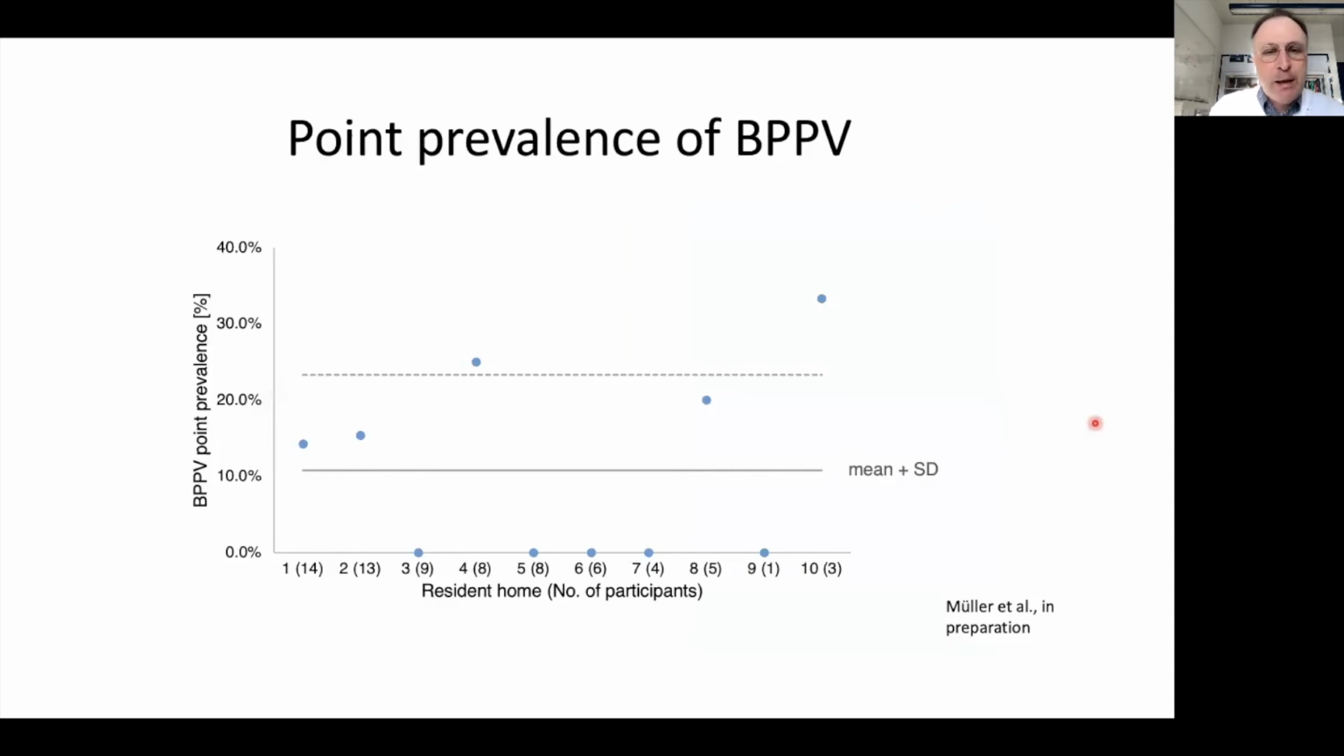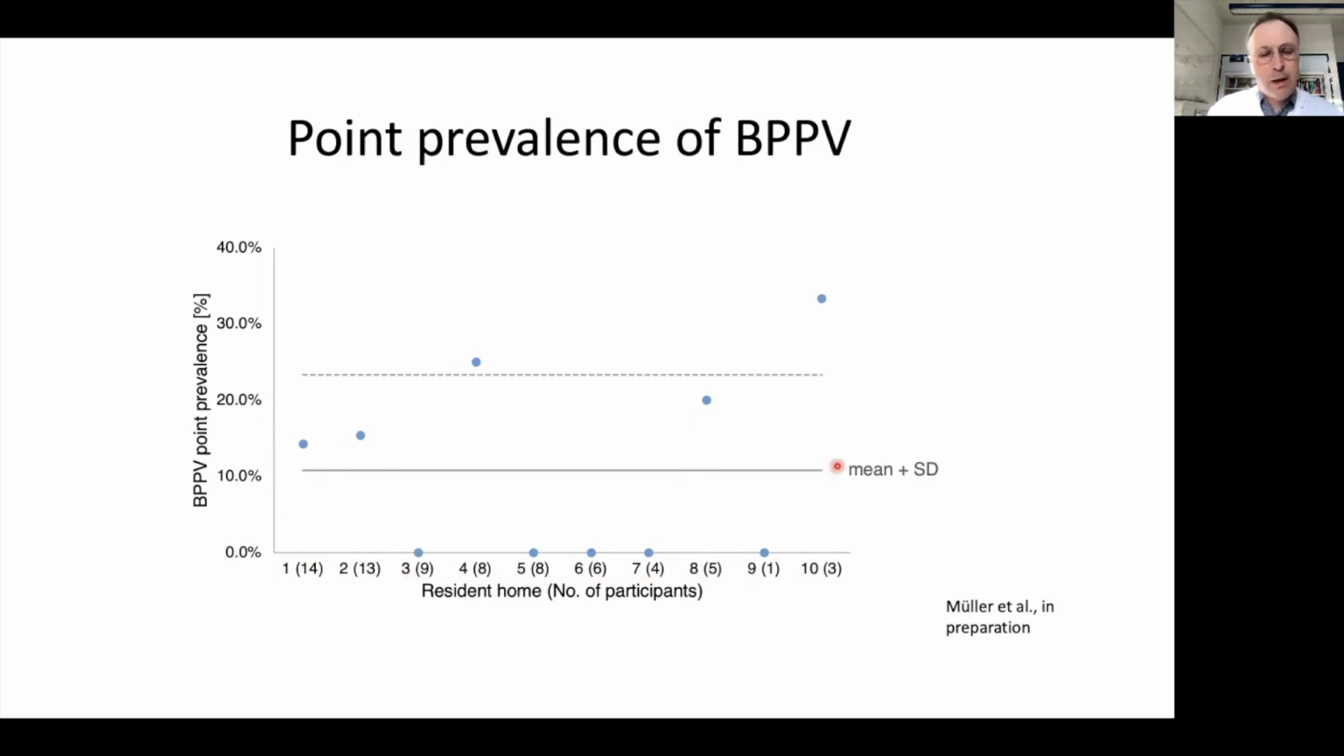Now, what we saw is a point prevalence around 10%. Here you see the point prevalence of BPPV for all 10 nursing homes. And in parentheses, you see the number of patients that were investigated on the turntable. These data points show you the prevalence for each different nursing home. And we found a mean point prevalence of around 10%.